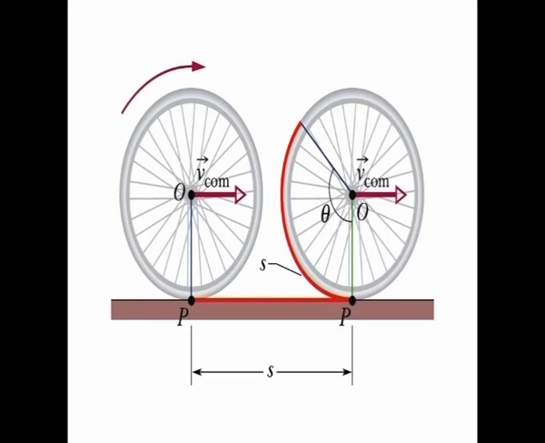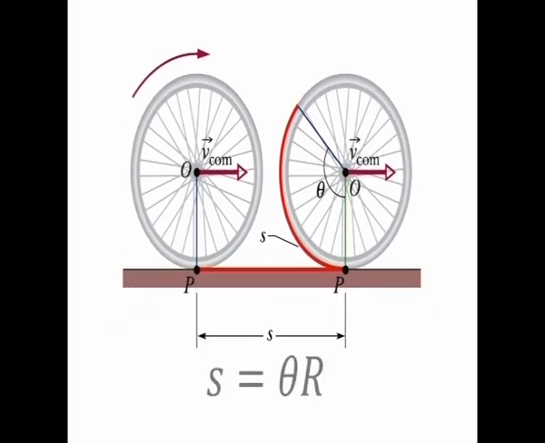The bicycle rider sees the wheel rotate through an angle theta about the center of the wheel, with the point of the wheel that was touching the street at the beginning of t moving through arc length s. This equation here relates the arc length s to the rotation angle theta.